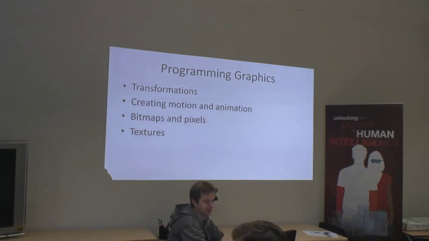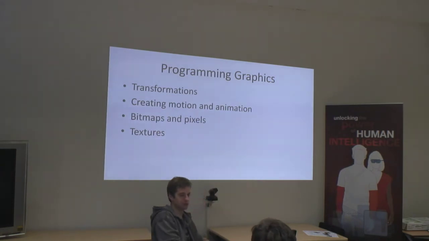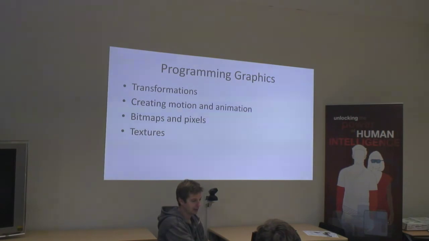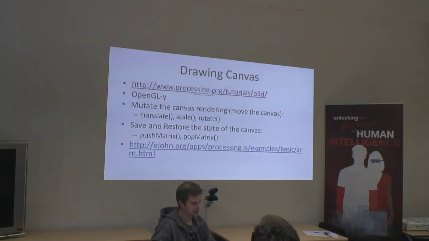So basically we're going to be looking at programming graphics. We've already looked at some basic stuff, how we can draw lines, circles, ellipses, rectangles, do some basic color, stuff like that. However, now we're going to jump into a bit more complicated stuff. We're going to look at transformations, in 2 dimensions and 3 dimensions. We're going to look at creating motion and animation a little bit, not too much detail. Looking at bitmaps and pixels, so loading images in, attaching them to stuff and doing stuff with them, and textures. So, processing.